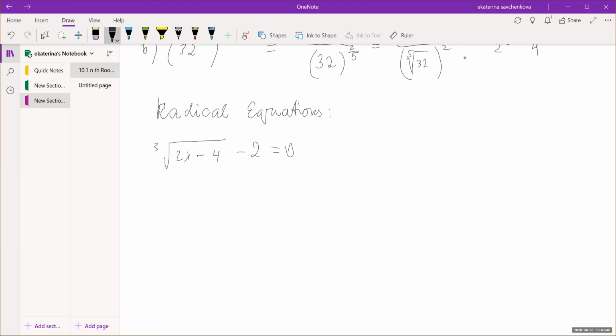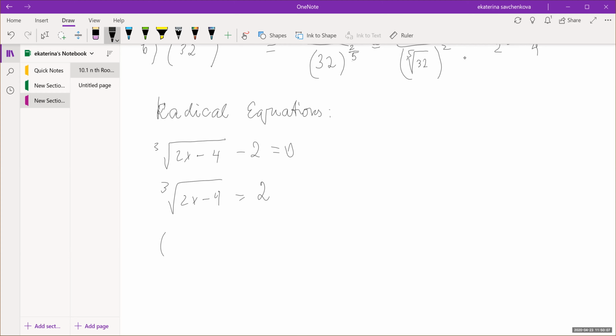How do we solve radical equations? The best way to solve it is to isolate the root on one side of equation and everything else on another side of equation. Then eliminate the root by raising to a certain power. For example, here as a cubic root, if you raise it to the power of 3, it's going to disappear, right? So I'm going to start with step 1. I'm going to isolate the root. So I'm going to move this 2 to the right side.